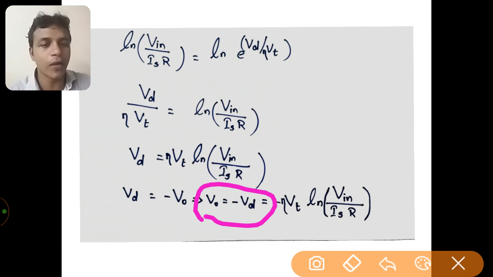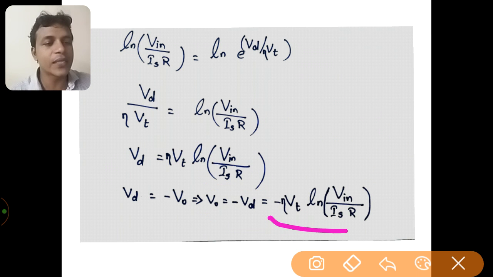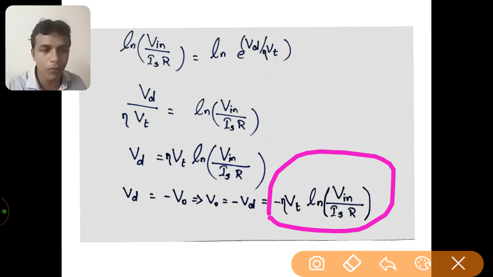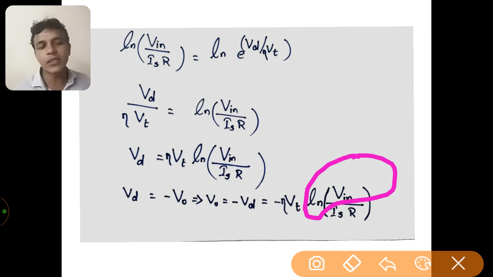Already we have derived the diode voltage and we are going to substitute it over here. So we find the output voltage is equal to minus eta into Vt into natural logarithm of V in divided by Is into R. When we analyze this equation, the output voltage is directly proportional to the natural logarithm of the input voltage. So from this we can conclude that this circuit is performing a logarithmic operation. It is performing logarithmic amplification of the input voltage, and that comes as the output.